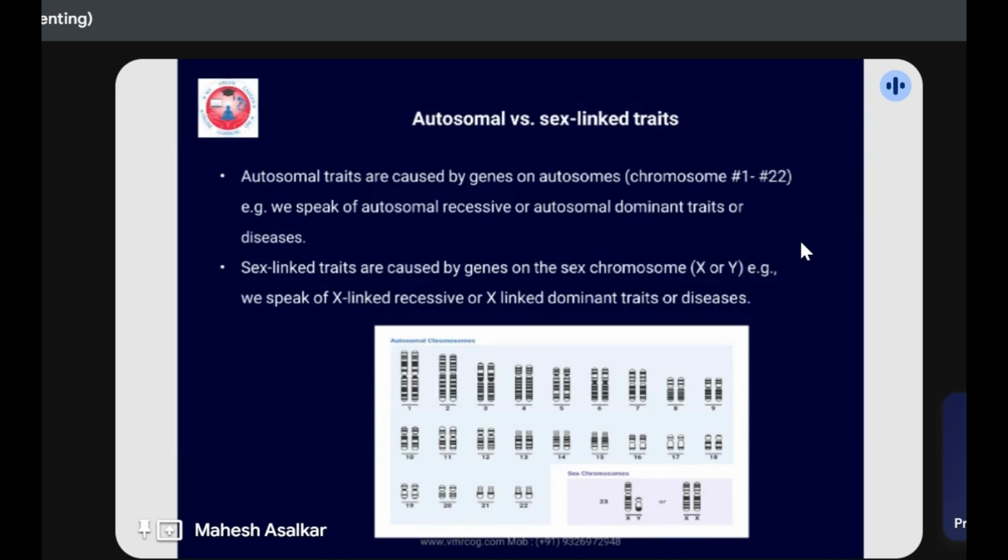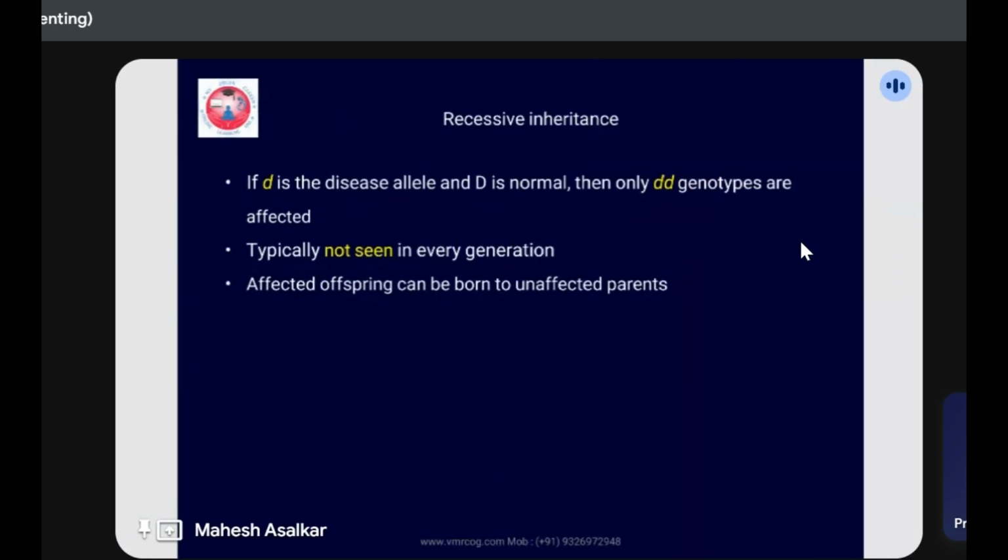and the 23rd pair is the sex chromosomes, which may be XX or XY. Okay. So coming to the recessive inheritance, suppose small d is a disease allele and capital D is normal, then the small d, small d genotype is affected. Okay. So typically it is not seen in every generation, and affected offspring can be born to unaffected parents.